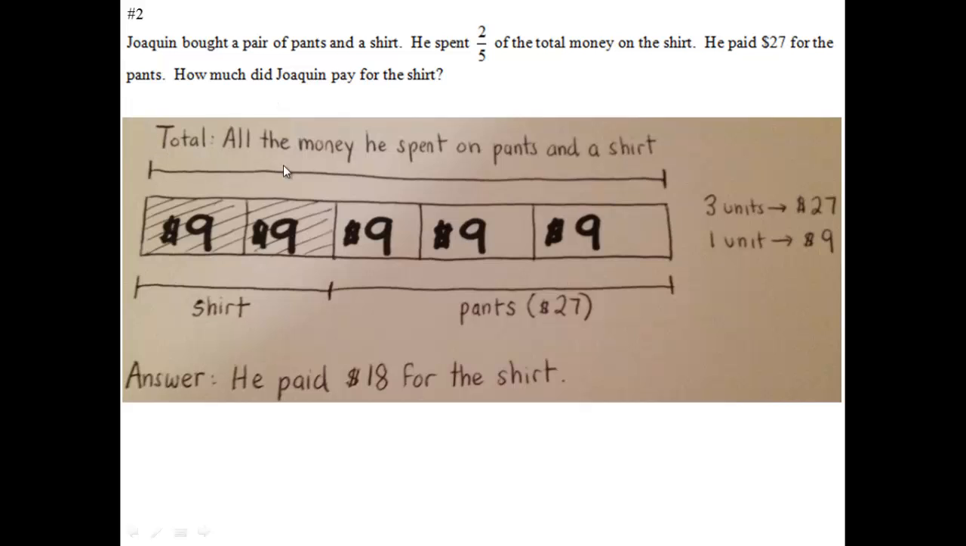But the important thing here is that I didn't know the total. In the other problem I did, but in this one, the total is all the money he spent on pants and a shirt. I had the shirt down here, and I knew the pants. That was the value that they gave me. Same idea as before. Take a look, and as always, you can call me if you have any questions or concerns, or any blunders that you made.